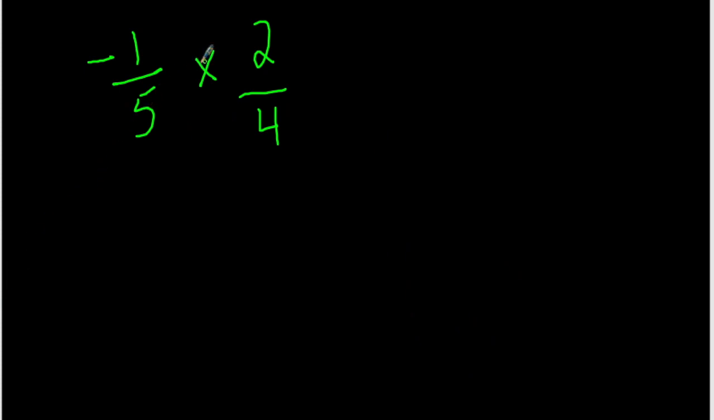Now let's look at another example. Negative 1 over 5 times 2 over 4. So now we see the first fraction is already reduced, but the second fraction, 2 over 4, can be reduced further. So we can divide both the denominator and the numerator by 2. So 2 is the common number. Remember, you have to be able to divide both by the same number. So this can be reduced.